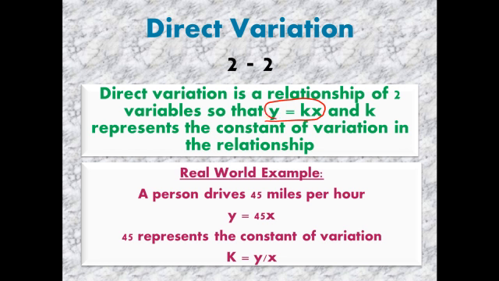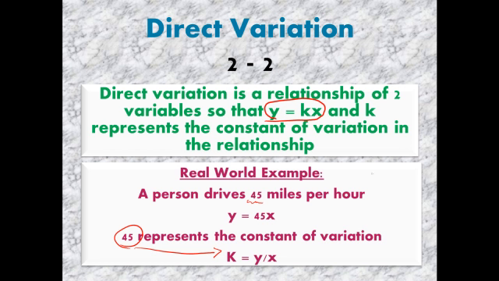in the relationship. A real-world example: a person drives 45 miles per hour. The equation is represented by y equals 45x, where 45 represents the constant of variation, k. It can be found by y divided by x.